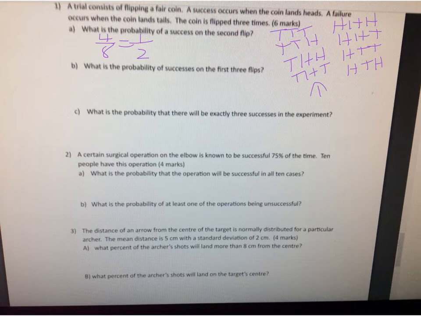So the probability of success is on the first 3 flips. I think that this means on the first of 3 flips.